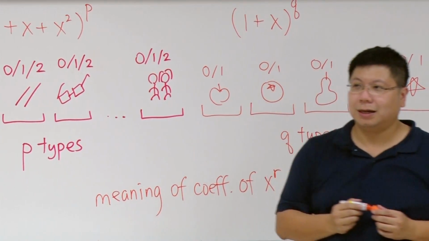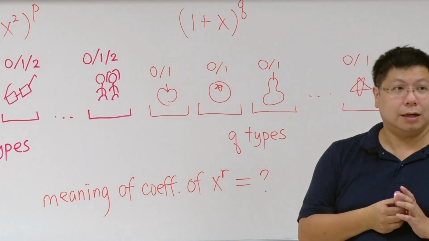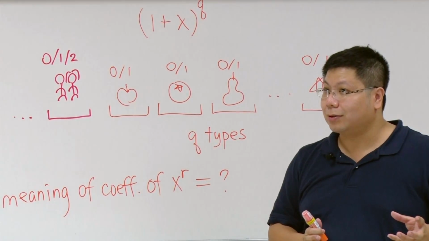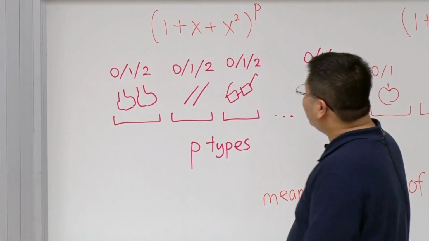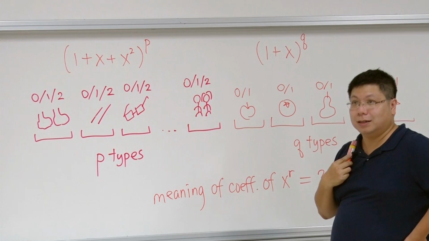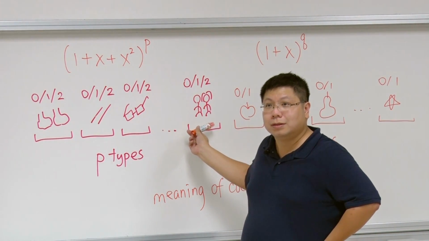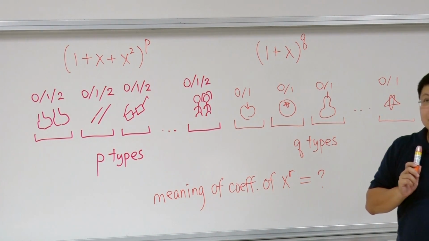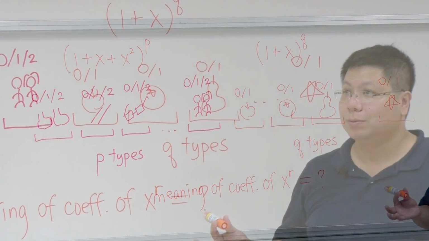What is the meaning of the coefficient of x to the power r? It is the number of ways that I can choose exactly r objects. Maybe let's say r is equal to 4. Maybe I'm picking 2 shoes, 1 chopstick, 1 orange. Or maybe I'm picking 2 shoes and then these 2 dolls. Or maybe I'm picking apple, orange, pear, and star. How many ways can we choose exactly r objects in total?